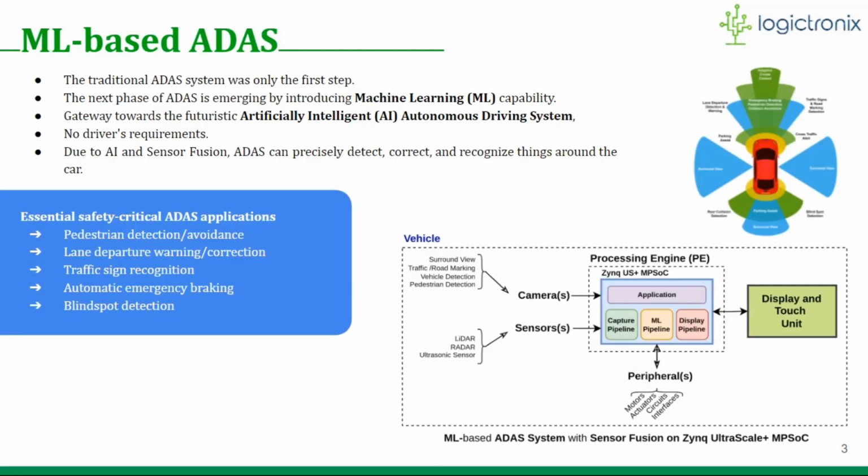The traditional ADAS system was only the first step. Now it can be taken to the next level by introducing machine learning capability. It could become the ultimate gateway towards the futuristic, artificially intelligent autonomous driving system, where the vehicle would drive itself without the requirement of a driver. Due to AI and sensor fusion, ADAS can precisely detect, correct, and recognize things around the car.